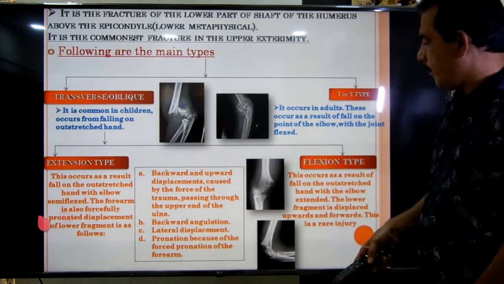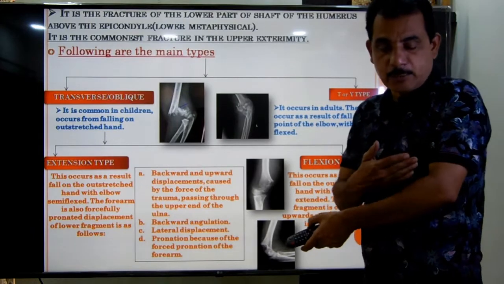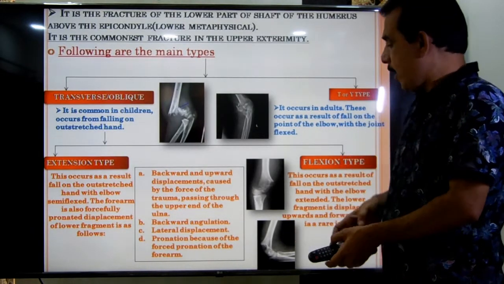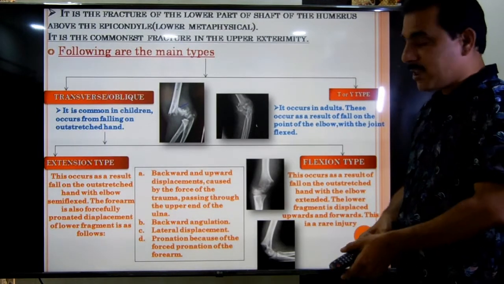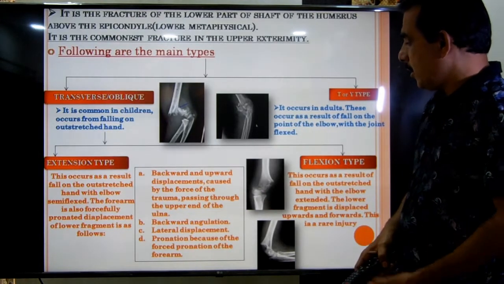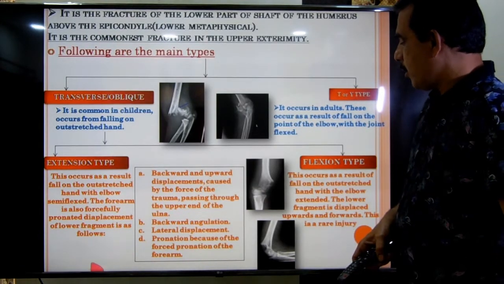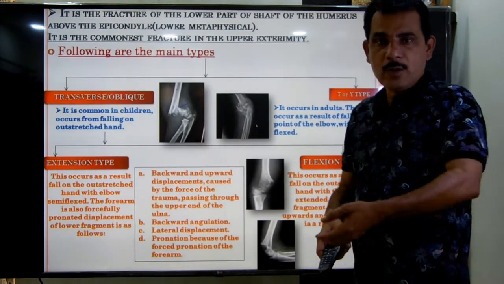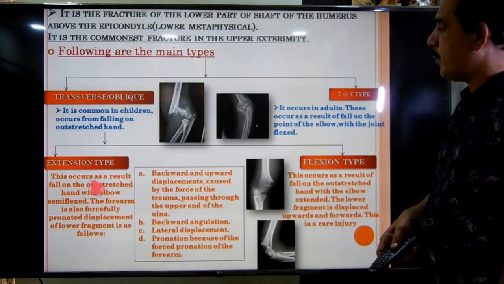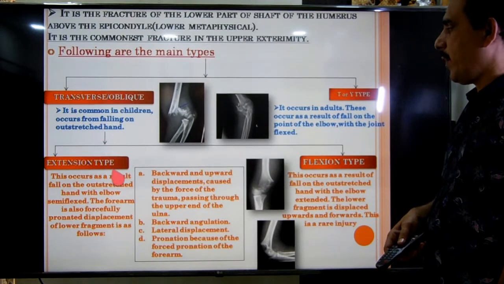The second is backward angulation. As it displaces backward, it goes posteriorly, causing the backward angulation. Third is the lateral displacement. And the fourth one is the pronation of the forearm. So this is the displacement of the extension type of the fracture.